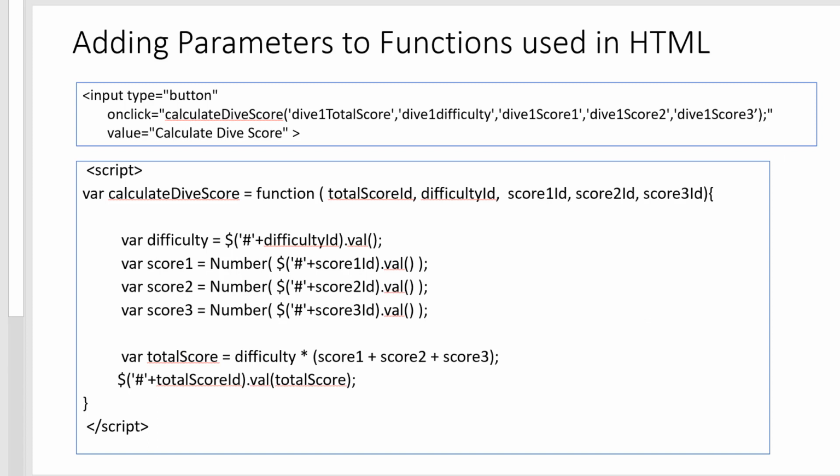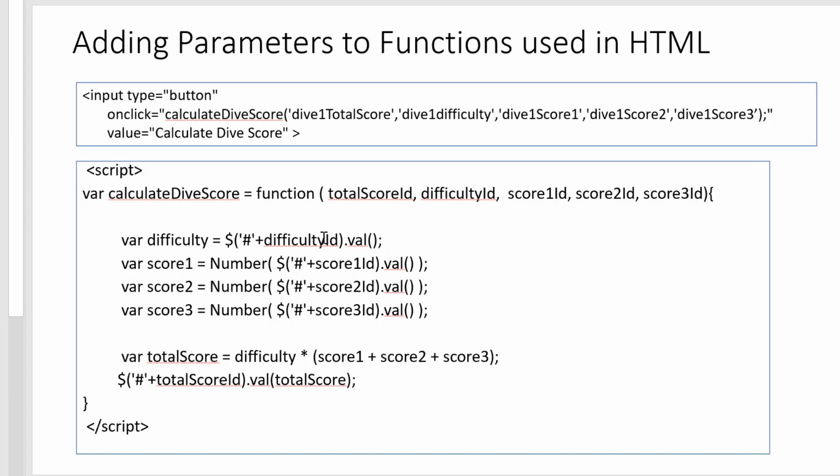Well, we can actually add parameters to that function. Instead of hard coding in that this is dive 1 difficulty, we can give it a parameter name, and this is the second parameter. So if we look at the call, we can see the second value passed in is dive 1 difficulty. So it's doing the exact same thing as the last function, only we can substitute what the ID is when we go ahead to grab out the value.